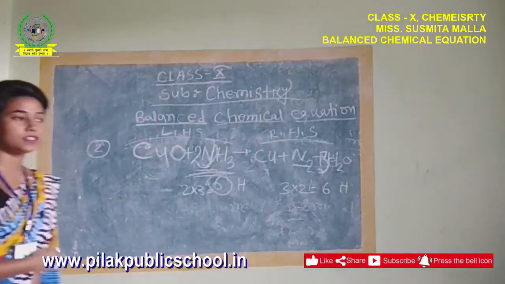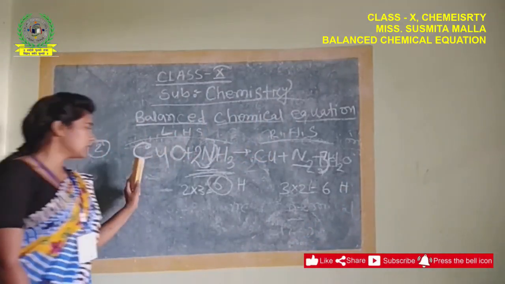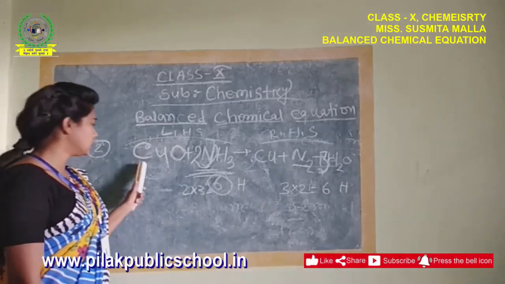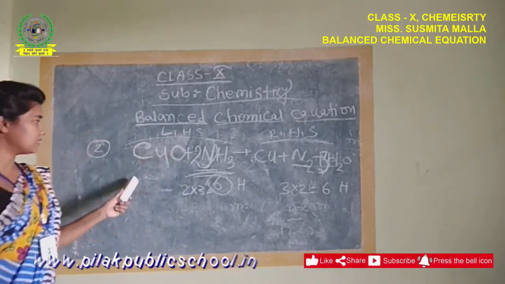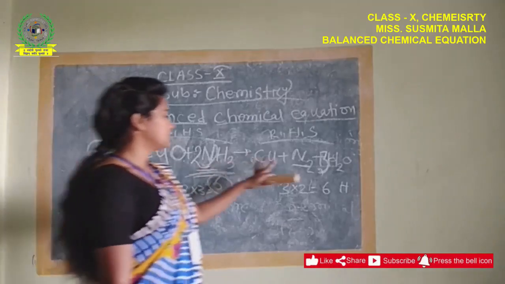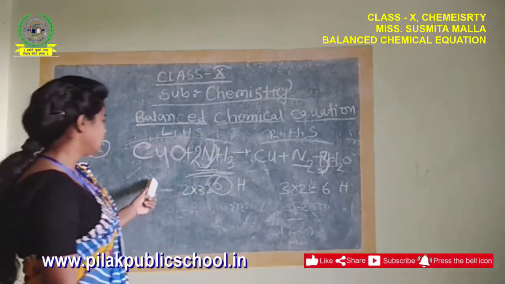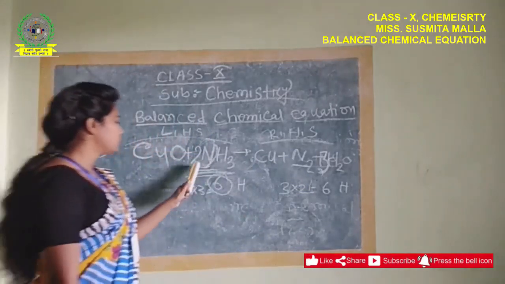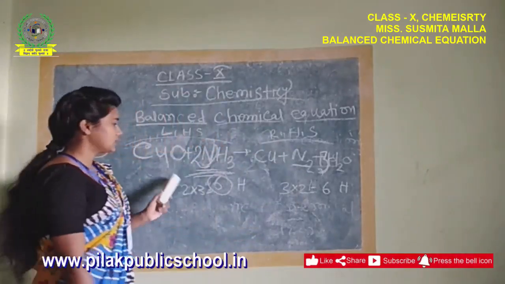So let's see whether the equation is balanced or not. First of all, we check the metal elements. There is copper, which is a metal element. On the left hand side there is 1 molecule of copper, and on the right hand side there is also 1 molecule of copper. Next we see nitrogen, which is a non-metal element. There are 2 molecules of nitrogen on each side. That means nitrogen is balanced.